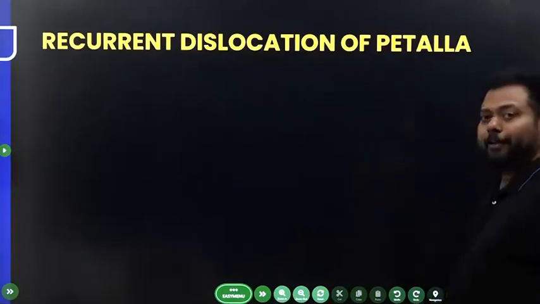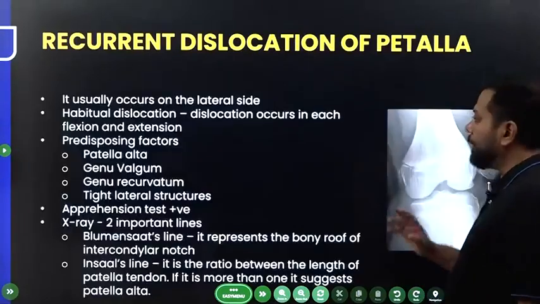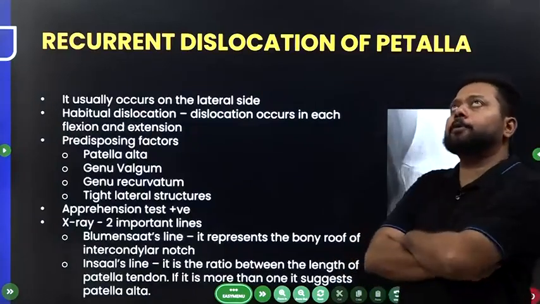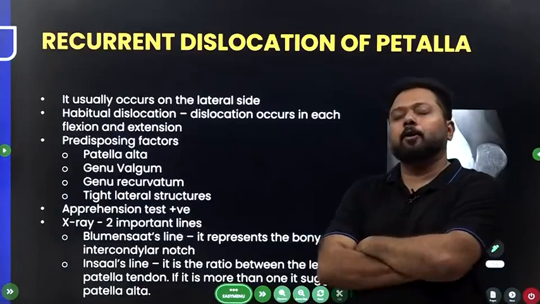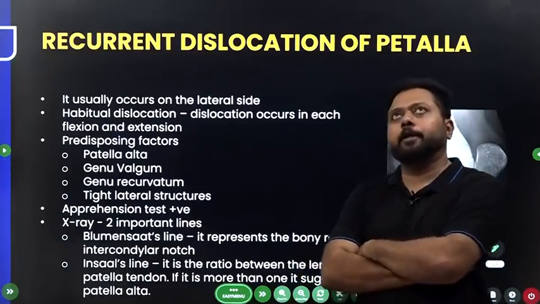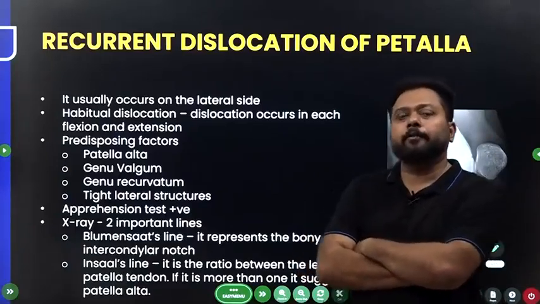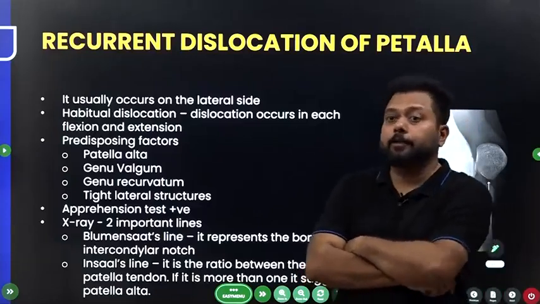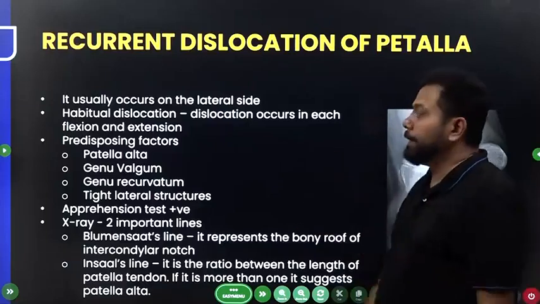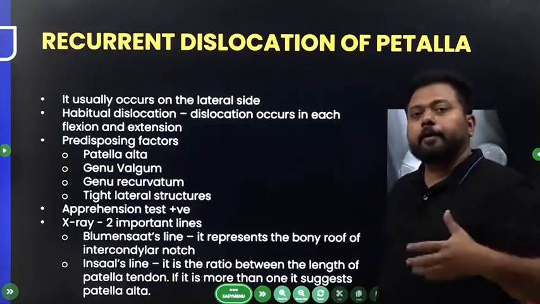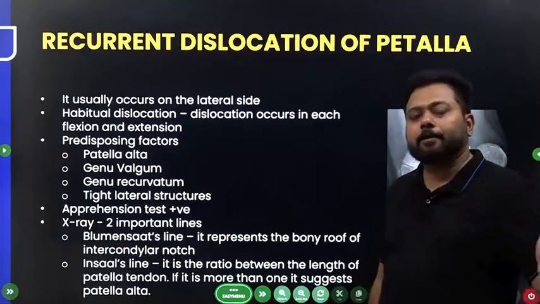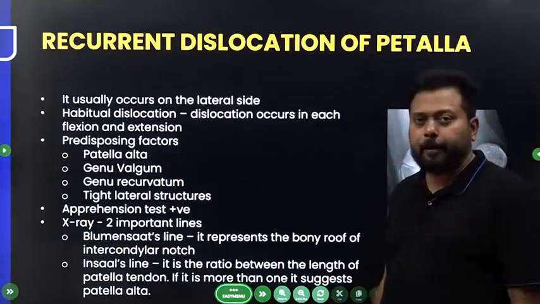Then comes the next topic, recurrent dislocation patella. I told you the most common dislocation of shoulder is anterior. Most common dislocation of hip is posterior. Most common dislocation of elbow is posterolateral. And the most common type of patellar dislocation is lateral. So when the patella very frequently gets displaced, dislocated on the lateral side, it is called recurrent dislocation patella.